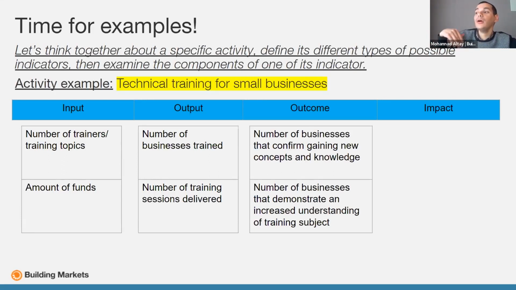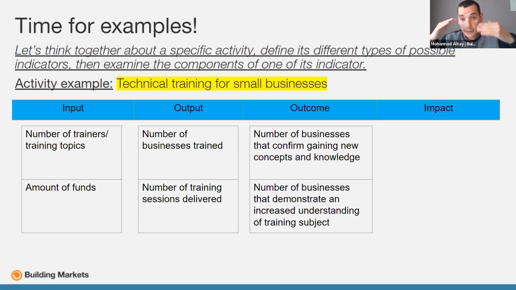Then after they attend the session with us, at the end of the session, we give them the post-test, and using the post-test we can see how their understanding of the subject increased. This will be demonstrated by the score they get. So in the pre-test, maybe they got 40 out of 100, and in the post-test, they will score 80 out of 100.